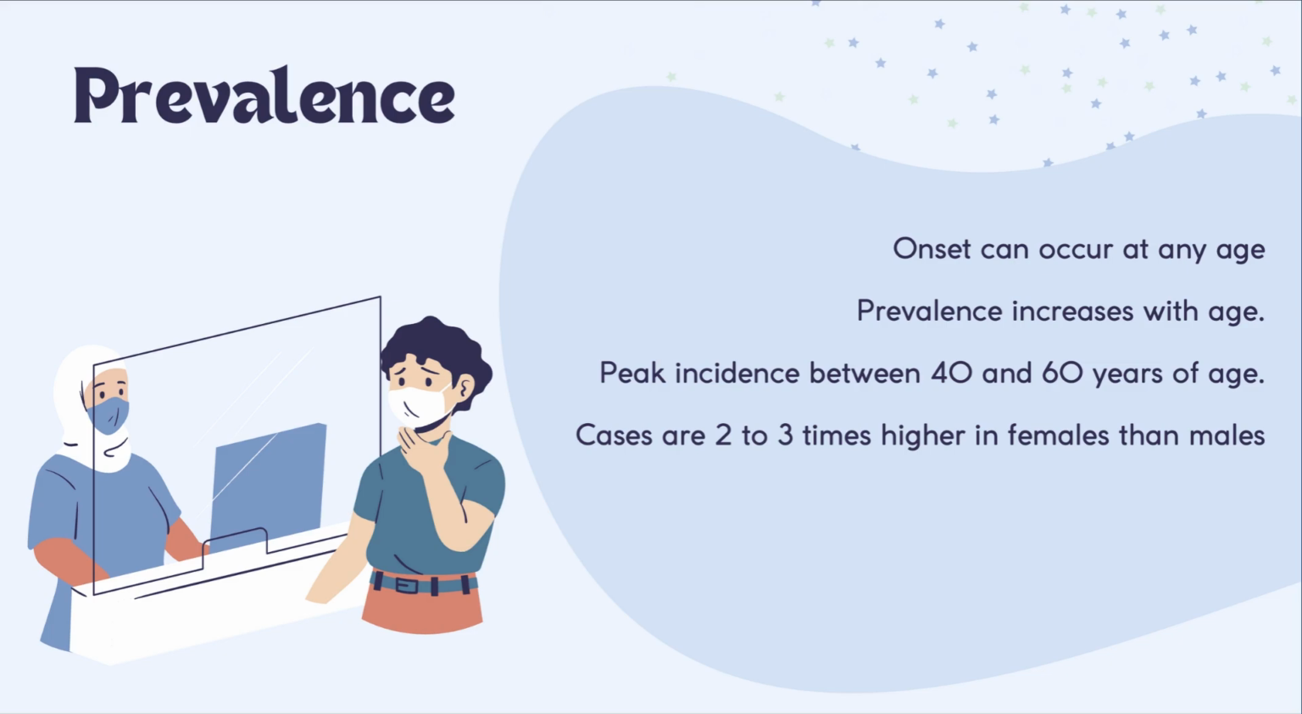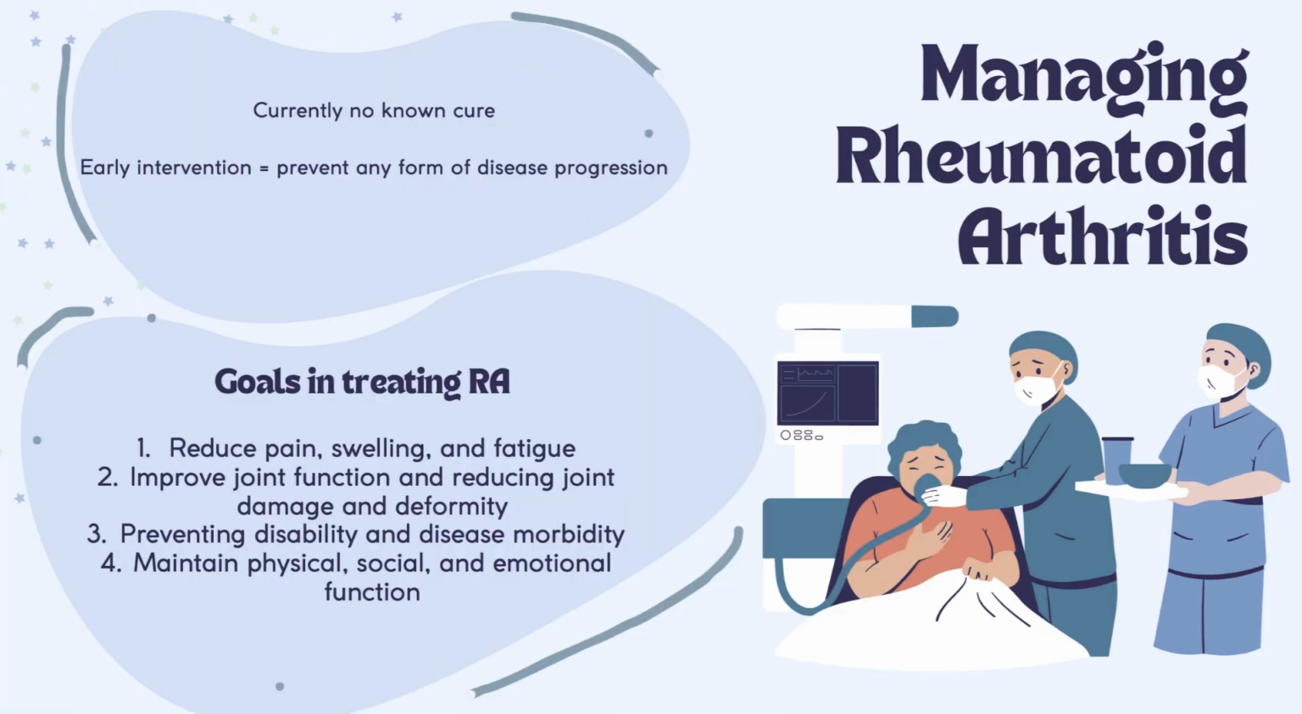However, the prevalence increases with age. The peak incidence of rheumatoid arthritis occurs between 40 and 60 years of age, with the rate of the disease 2 to 3 times higher in females than males. Managing rheumatoid arthritis. Rheumatoid arthritis currently has no known cure. However, early intervention can be applied to prevent any form of progression.